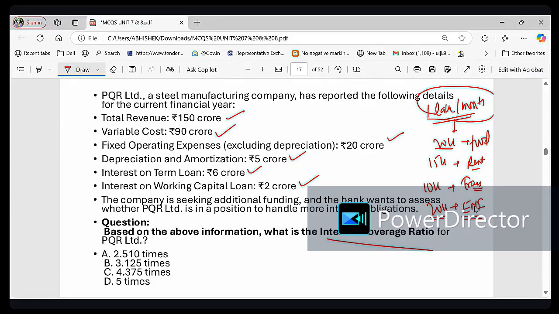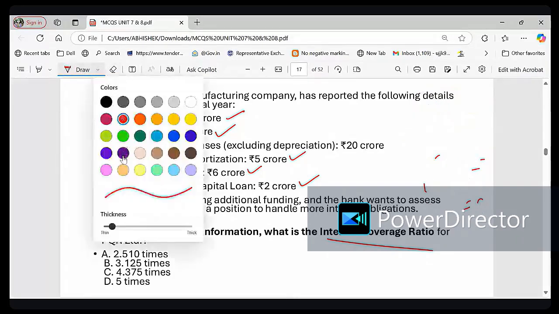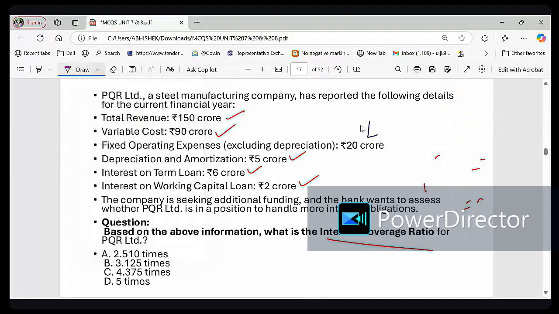That is called interest coverage ratio. Do you know the formula for ICR? The formula for ICR is very simple. If you know the formula, you can answer this question very easily. Let me write it down. You must also know it because the question is asked based on ICR.